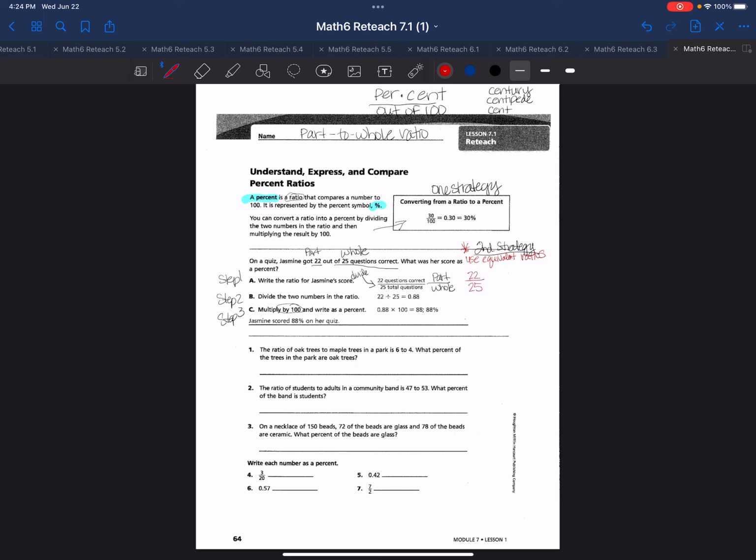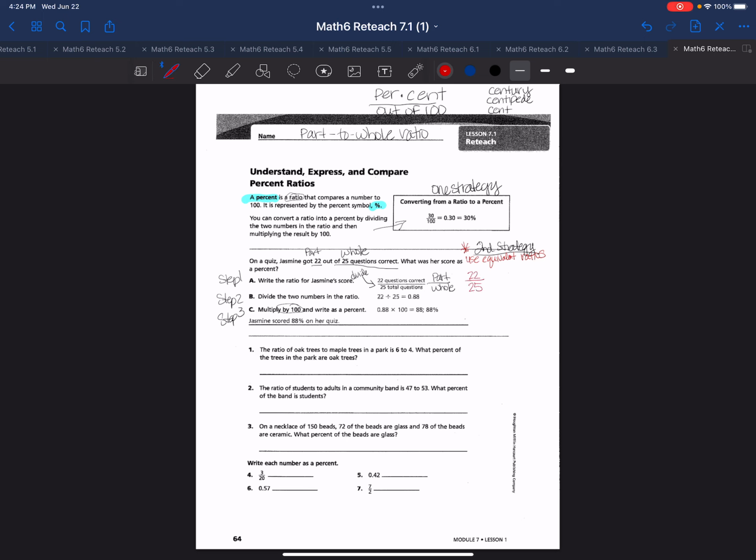Let's go down to the next one. The ratio of students to adults. So in this problem, I am comparing students to adults in a community band, 47 to 53. So I know students are 47, adults are 53, and the total people in the band is 100. What percent of the band are students?